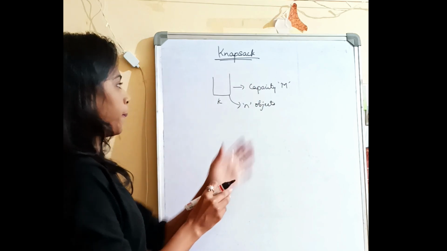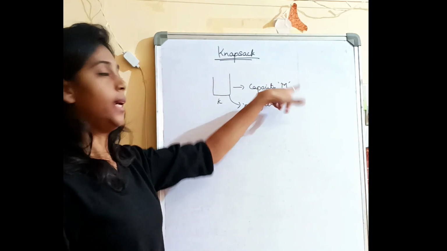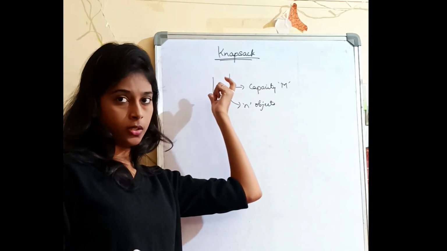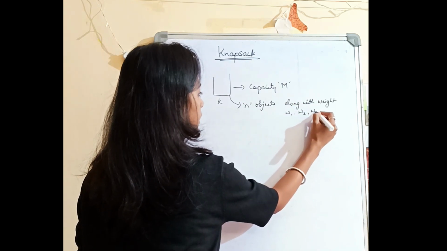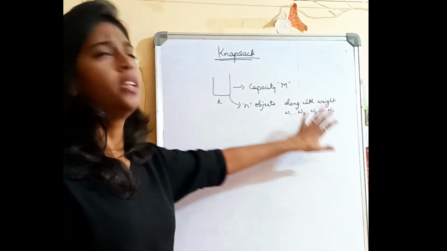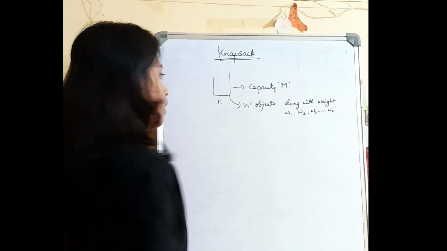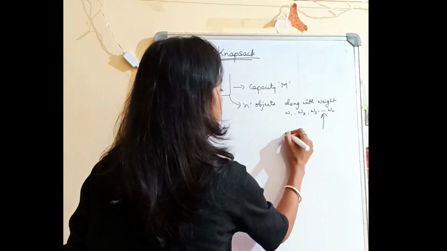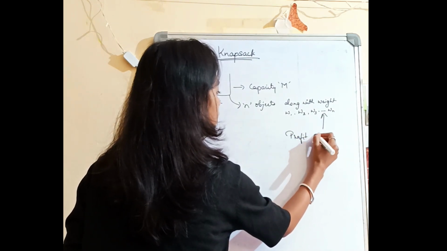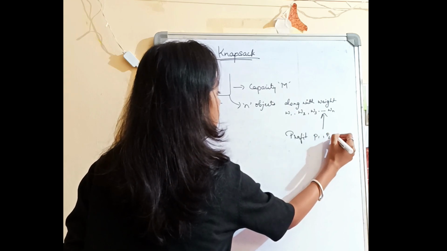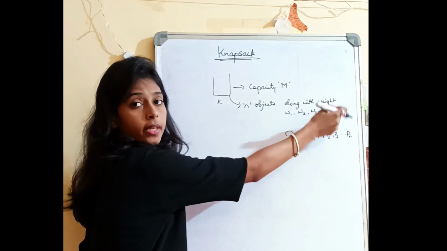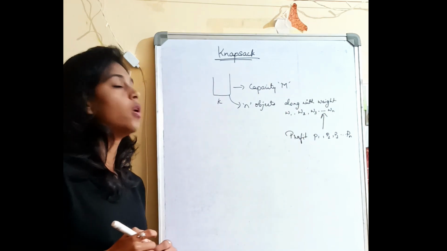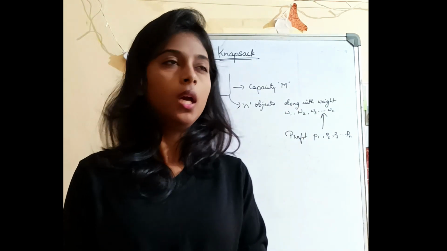So the capacity of the knapsack is M, and n number of objects can be inserted into the knapsack along with the weights W1, W2, W3, up to Wn. If there is a weight, there is also a profit. So the profit is connected to the weight. The profits will be P1, P2, P3, and so on up to Pn. This is the profit that is associated with the weight. Clear? So let us move on to the definition of the knapsack problem.